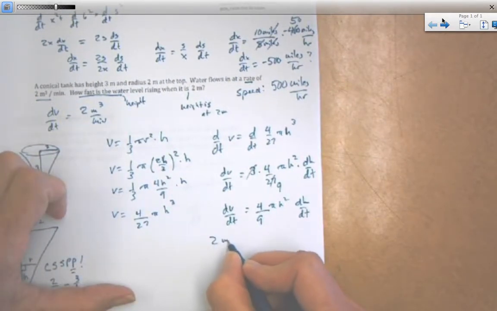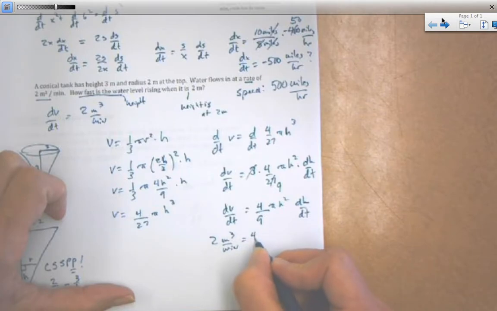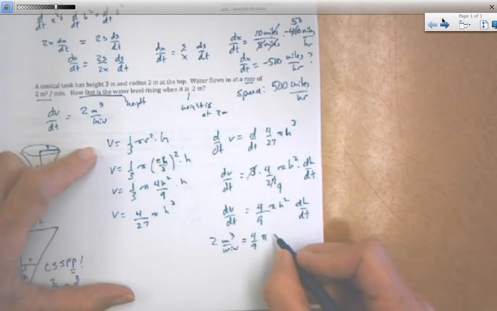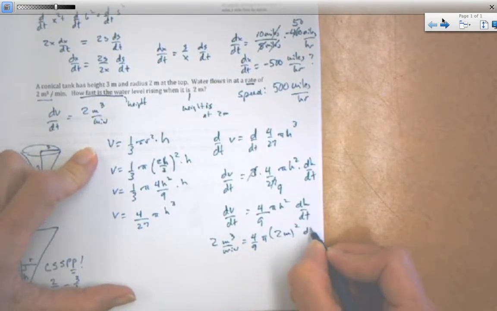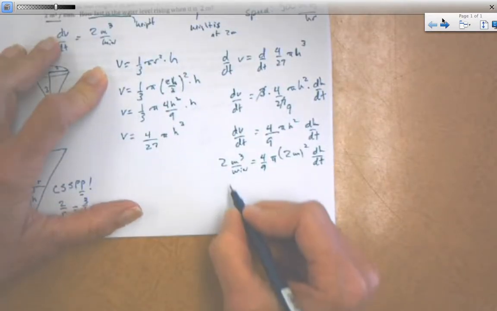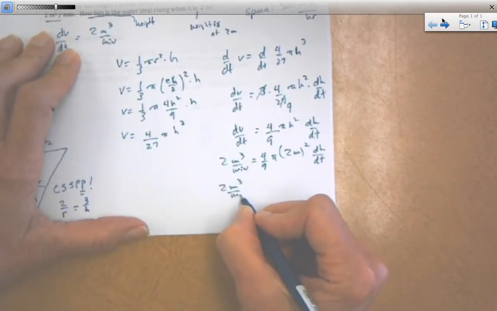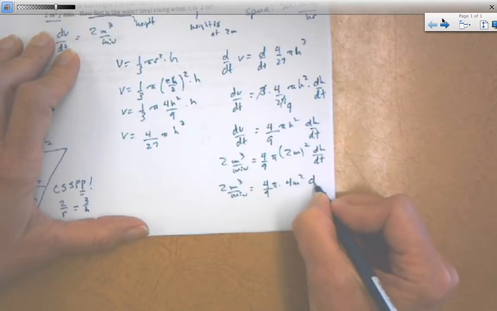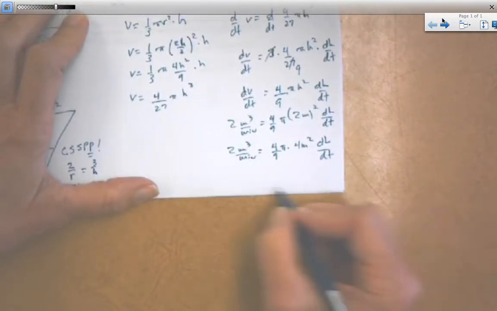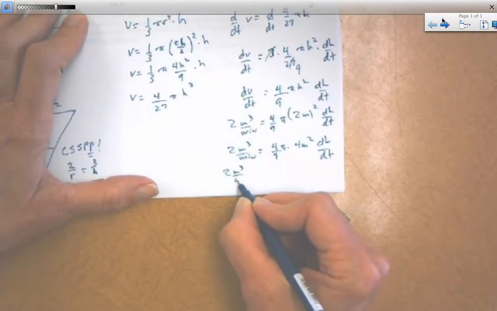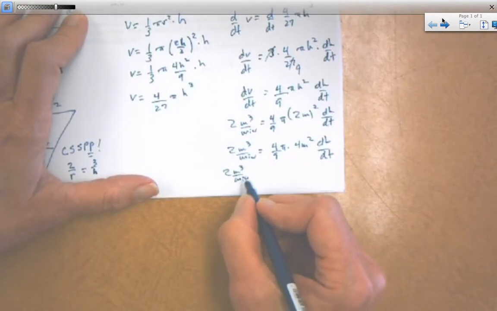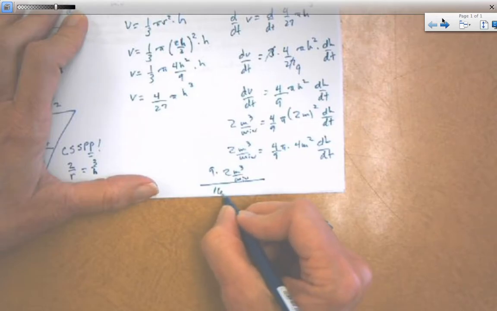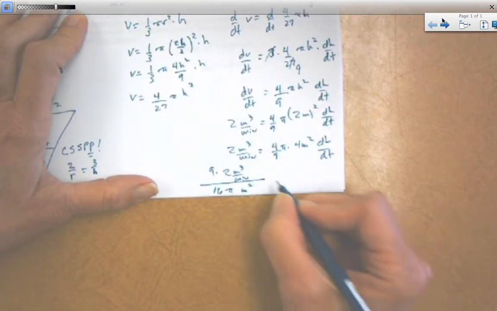Well, you know a value for dV/dt. That's 2. And you know a value for h. You want to find the rate of change of the height of the water when h is 2. Again, doing a little bit more algebra, or in this case, just simplify. And I'm going to solve for dh/dt. So that means the 9 is going to go to the numerator, and the denominator is going to be 16 pi meters squared.